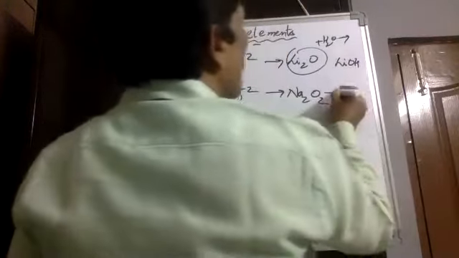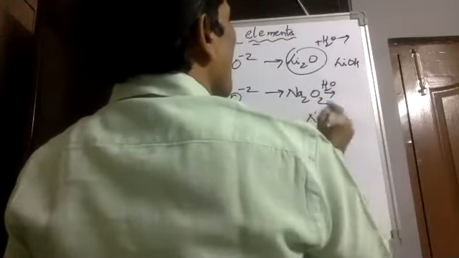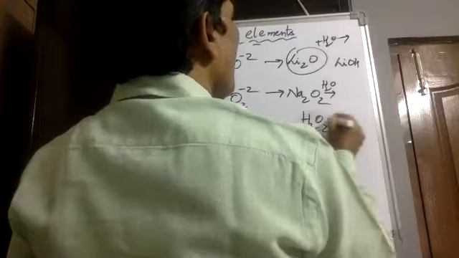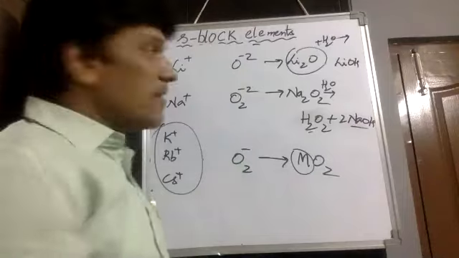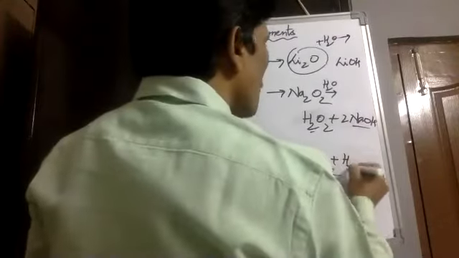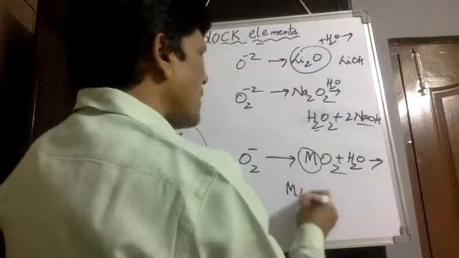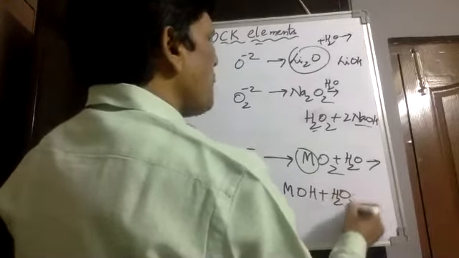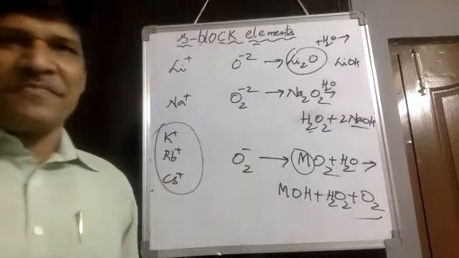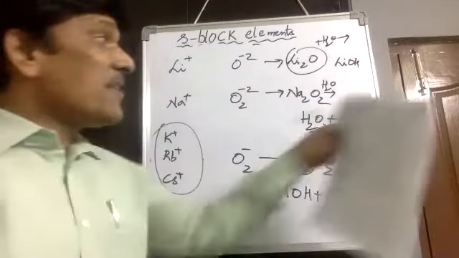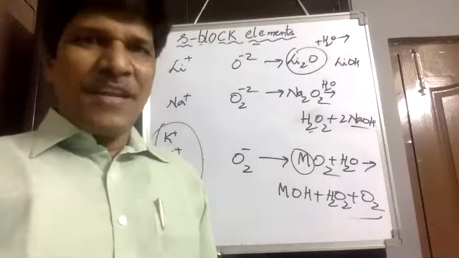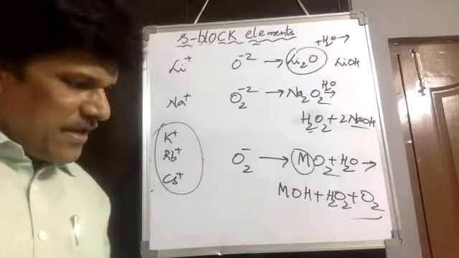Therefore, lithium oxide, when it dissolves in water, gives lithium hydroxide. Sodium peroxide in water gives sodium hydroxide and hydrogen peroxide. Hydroxide and peroxide we would get with any other peroxide compounds. Then superoxides, when dissolved in water, give hydroxide plus peroxide plus oxygen gas. Peroxides give only hydroxides with hydrogen peroxide. So that difference you can take from these.